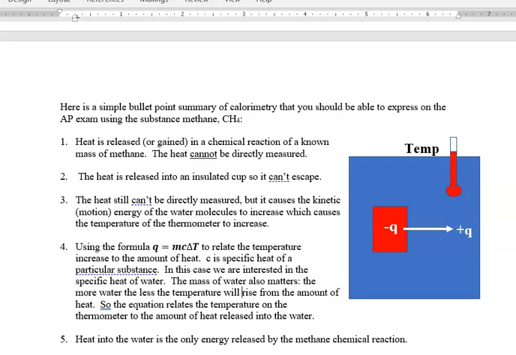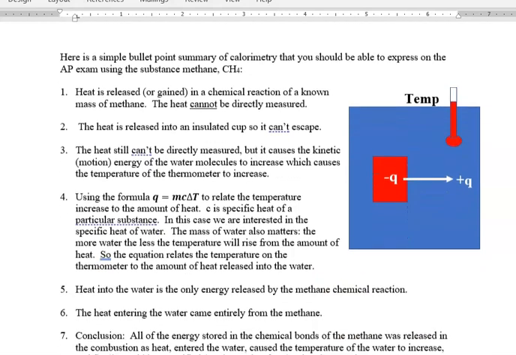The mass of the water also matters. The more water, the less the temperature will rise from that particular amount of heat. So we need to know the specific heat of the substance, which in this case is water. We need to know how much water we have. That's the m and the c. And then the change in temperature, that's the delta T. So the equation relates the temperature on the thermometer to the amount of heat released in the water.